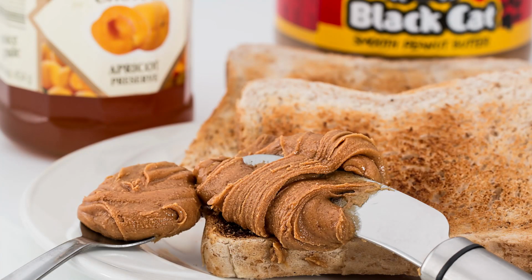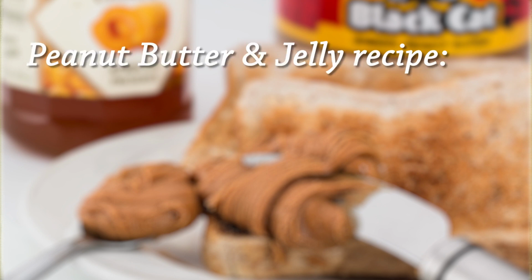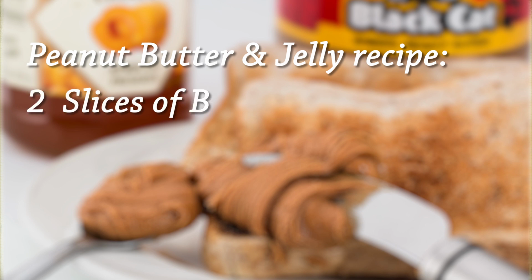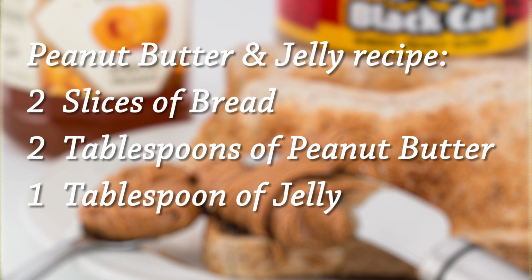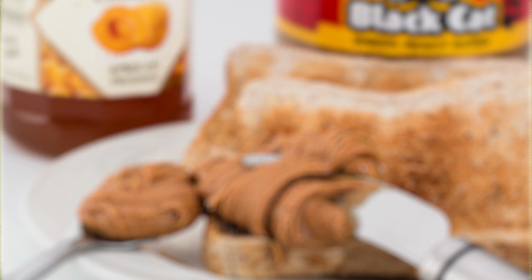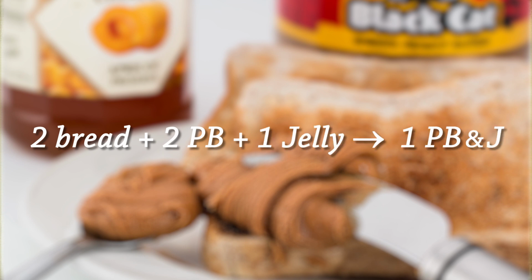Here's an example you might come across in your real life. You want to make some peanut butter and jelly sandwiches for you and your friends. To make a PB&J, you need 2 slices of bread, 2 tablespoons of peanut butter, and 1 tablespoon of jelly. If we were to write this like a chemical equation, it would look like this. 2 slices of bread plus 2 tablespoons of peanut butter plus 1 tablespoon of jelly yields 1 PB&J.